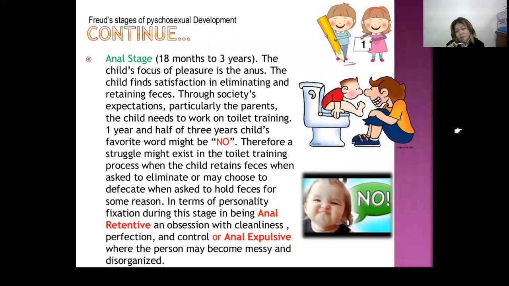Pero kapag hinahayaan ka naman kung saan-saan ka mag-defecate, then you may become anal expulsive. So you tend to become messy, disorganized. Sino ba sa inyo dito mga messy, disorganized? Mga walang pakialam sa order. Tingnan natin, meron ba?